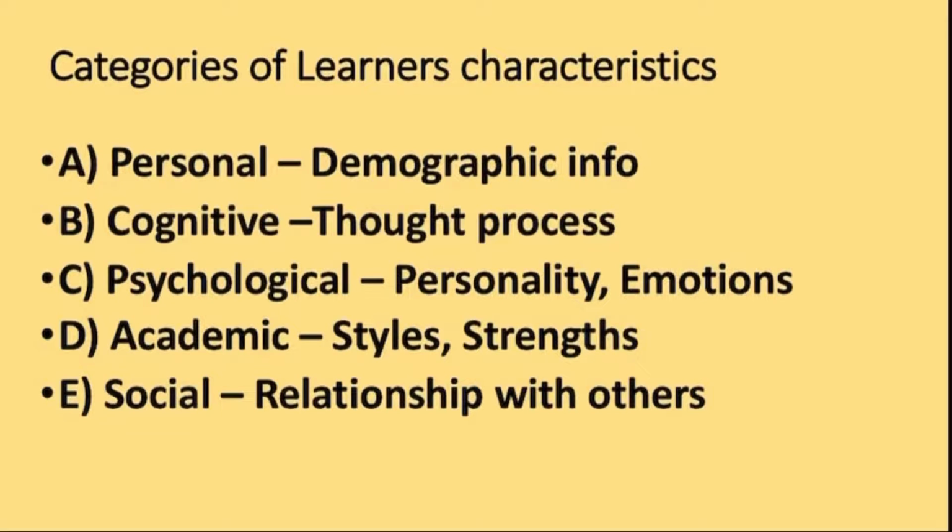Academic characteristics involve the style of learning, the strength of the learner, if they have any prior accomplishment or achievement in academics, and their academic self-concept. Social characteristics involve how they relate with another person, the relationship that they maintain with others in the society. So peer influence, peer relations, all these are characteristics which will influence the learning process, especially for adolescents.